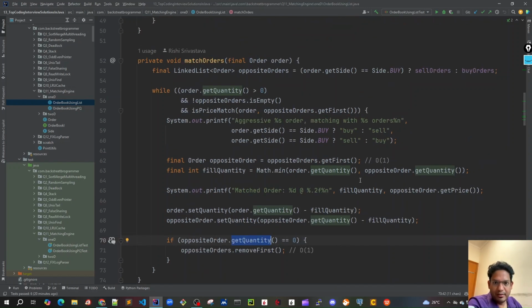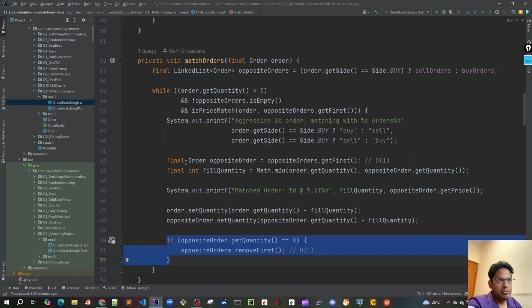So again, let's go through a very dry example. Suppose I got a buy order of 100 and there's a sell order of, say, 200 quantity. Now we run the matching algorithm, and we find that the fill quantity is the minimum of the two, which is 100. So the buy order would be completely filled and the sell order would be reduced from 200 to 100. And this condition will not trigger because our sell order still has a quantity of 100.